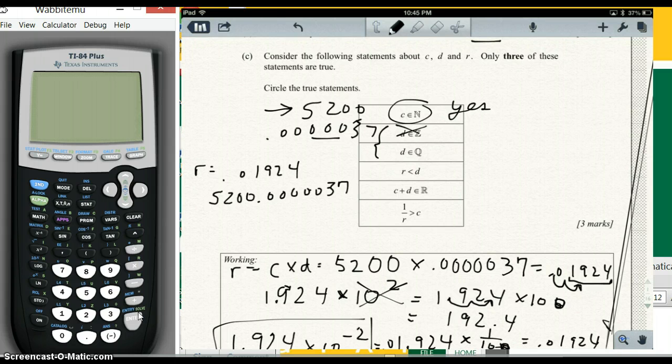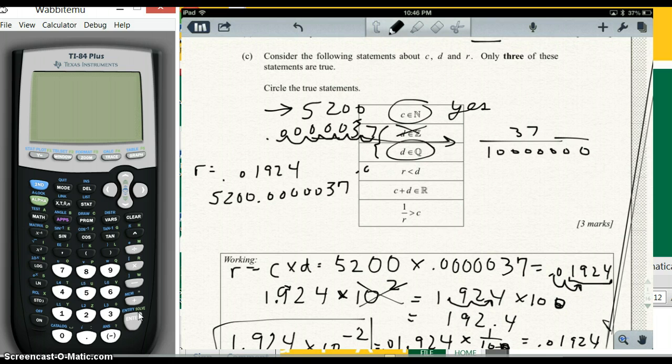Okay, is D a rational number? Well, a rational number is any number that can be expressed as a fraction, and any decimal can be expressed as a fraction because, you know, to change this into a fraction, maybe you don't remember, but you can just put 37 on top, and then you just put 1 with a bunch of zeros on the bottom. How many zeros? 1, 2, 3, 4, 5, 6, 7 zeros. And we've just made 0.0000037 into a fraction. So yes, it is a rational number.